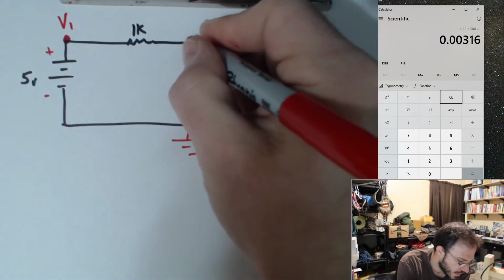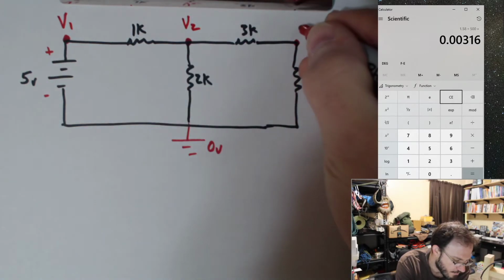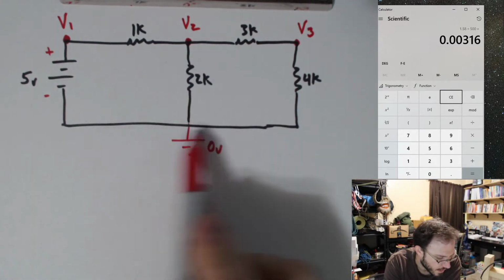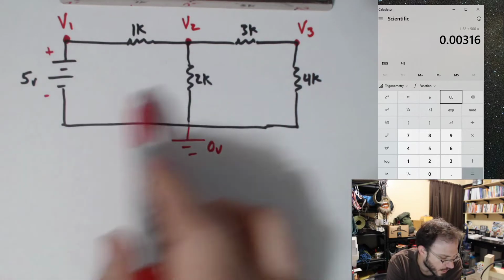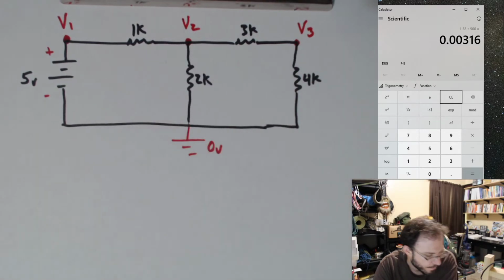I have a voltage here. And I have a voltage here. Okay? All others are already taken care of. This is 0 volts all along here. This is 1 volt all along here. This is V2 and this is V3.